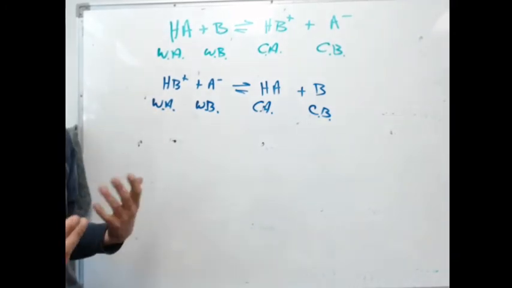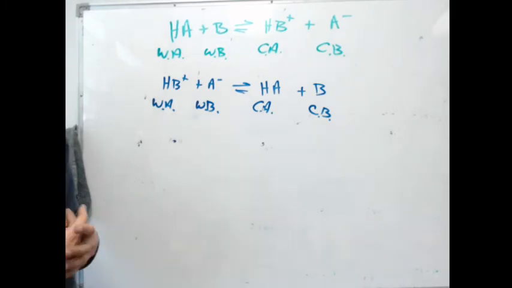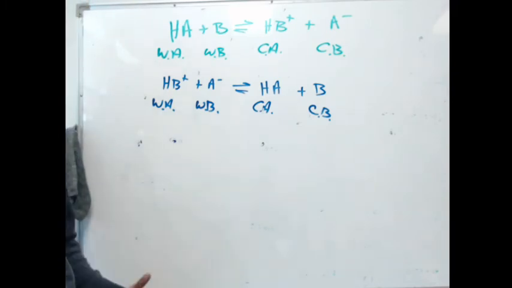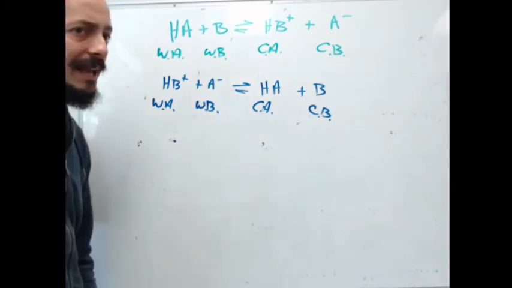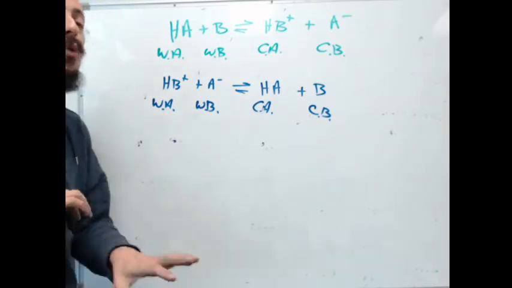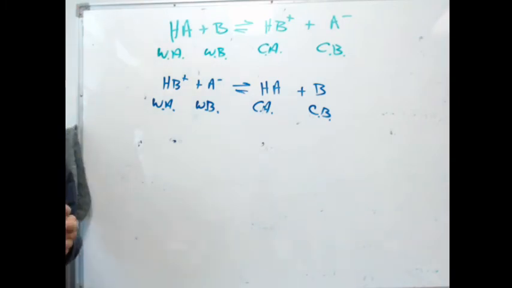You could do the same logic for the other way, but essentially, the stronger acid is going to be better at dissociating. It's going to be better at donating protons. The weaker acid is going to be less capable of dissociating, less capable of giving away protons. So the strong acid will always push towards the weak acid being formed until you get to equilibrium, of course.